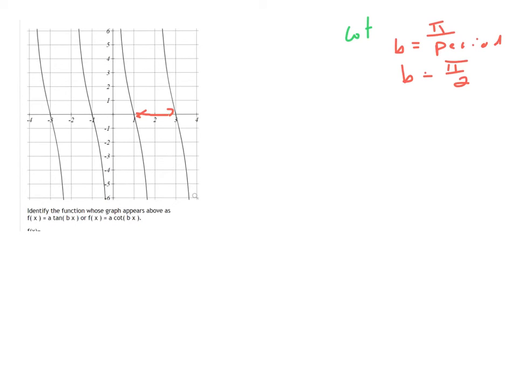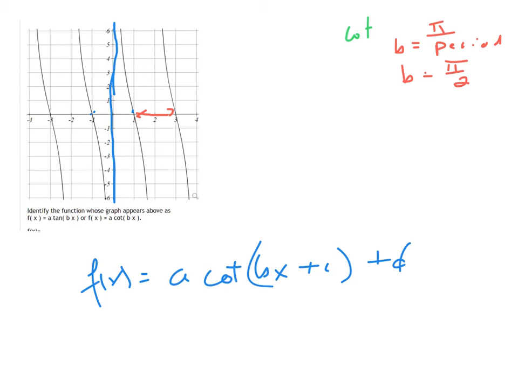So there's my b. If I look at, here's my asymptote. Oh, it doesn't want to draw for me today. Here's my asymptote. There. So it hasn't been shifted along c at all. So there is no c. There is no d. It hasn't been shifted up or down along the y-axis either, so I know that c and d are both 0. So if that's my function, a cotangent bx plus c plus d, I know c and d are 0, so I can ignore them. So the only other thing I need to figure out is a.